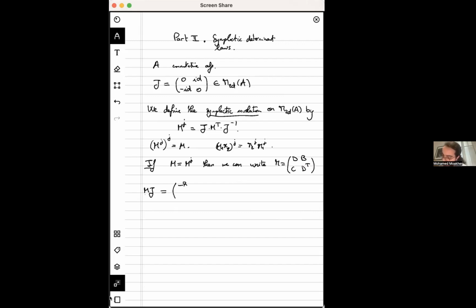And we do the calculation directly, and we get minus BD minus D transpose C, which turns out to be the same thing as J times M transpose. But J has the property that J transpose is minus J, which is also its inverse. And so here we write minus transpose M transpose, and we can put everything inside, and we get minus (MJ) transpose, which means that MJ is alternating.